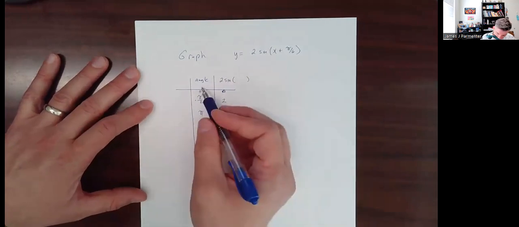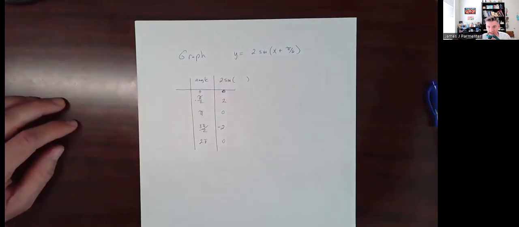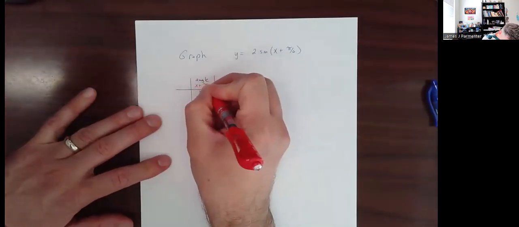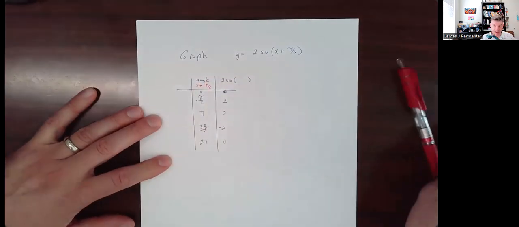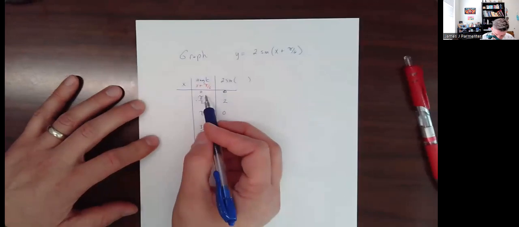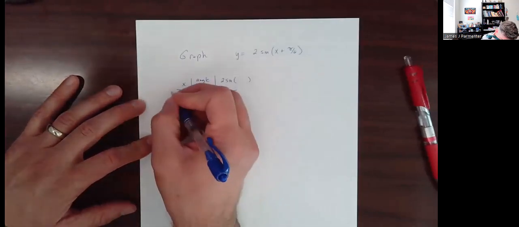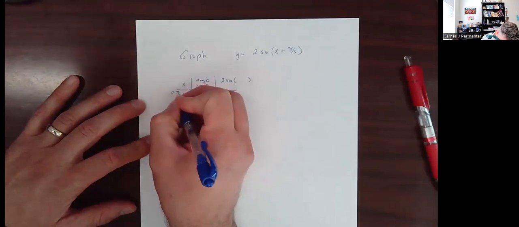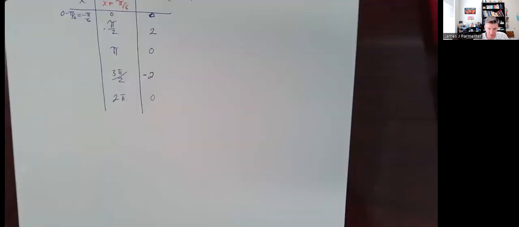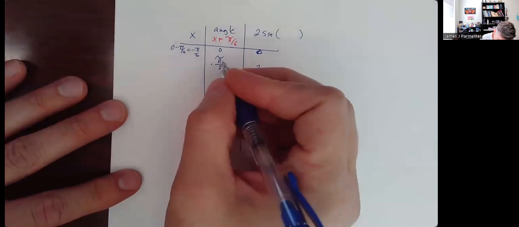The problem is our angle is everything we're taking sine of. So here our angle is not x, but x plus pi over 6. If I want to know the actual x value that I'm going to graph on my xy coordinate system, I need to subtract pi over 6 from each of these, which is a pain. 0 minus pi over 6 is negative pi over 6. Let's zoom way in here. Pi over 2 minus pi over 6.